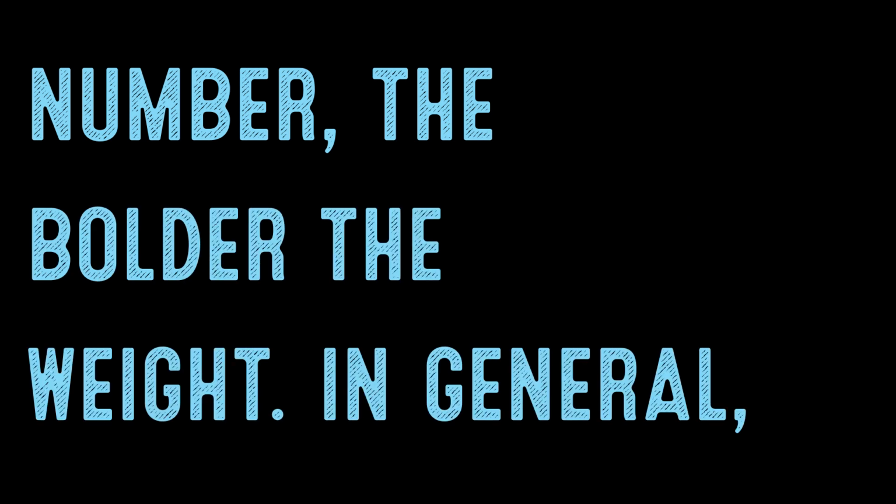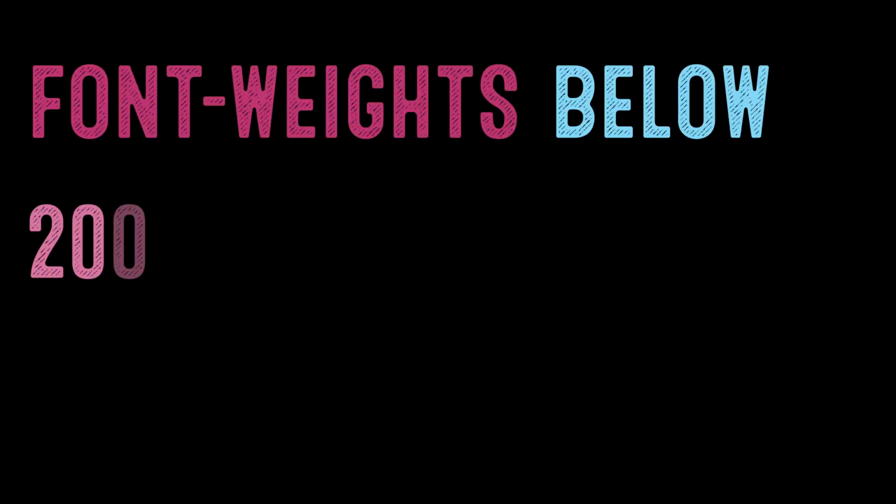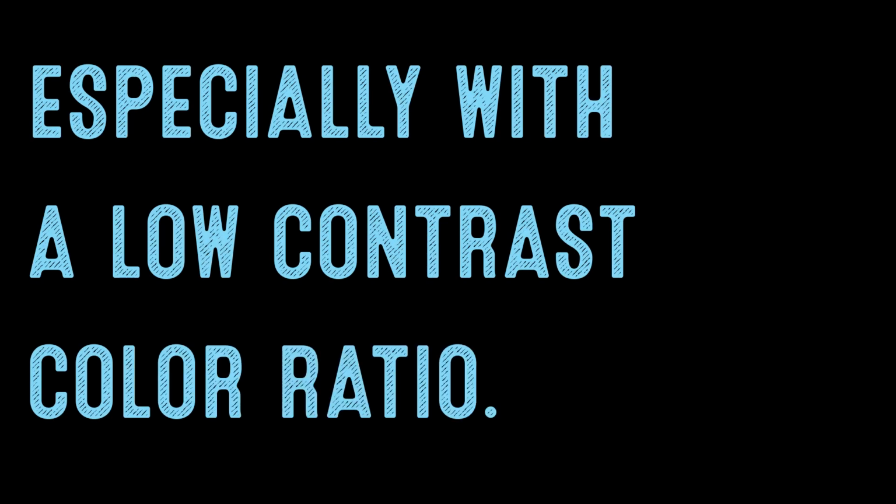In general, 100 is thin, 300 is light, 400 is normal, 500 is medium, 600 is semi or demi-bold, 700 is bold, 800 is extra bold, and 900 is black. Why should you not use a font weight below 200? Font weights below 200 will have accessibility issues, especially with a low contrast color ratio.